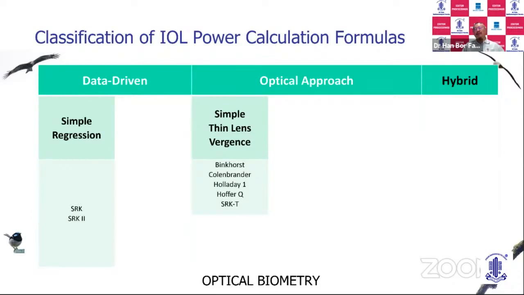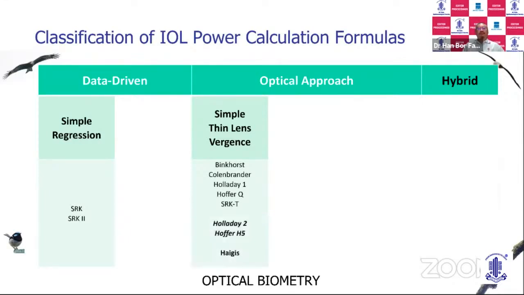Then optical biometry comes along. Now measurements get more accurate. We can expect better formulas to come along. The second thing is, of course, computational power. In the past, these were all done with a pocket calculator. Today, we have computers with processing power that's so good. Something that takes a week to calculate manually today takes just a matter of mere seconds. So we can have better formulas as well.